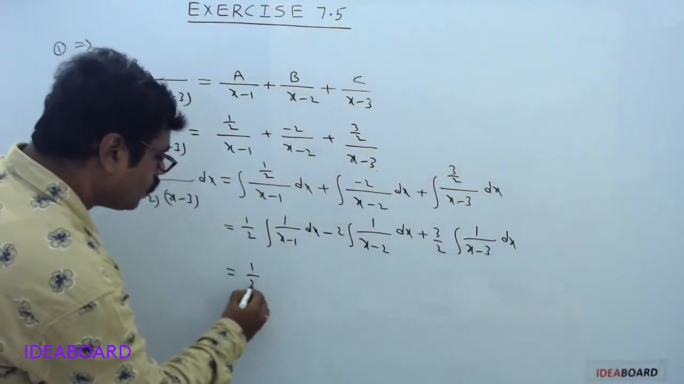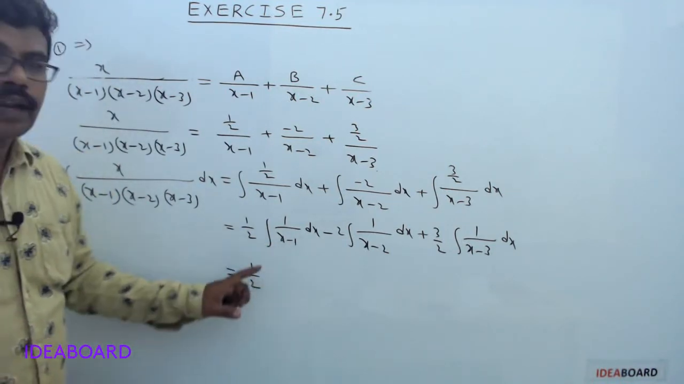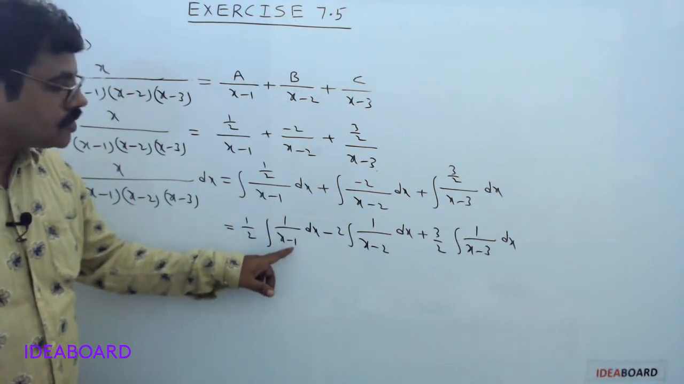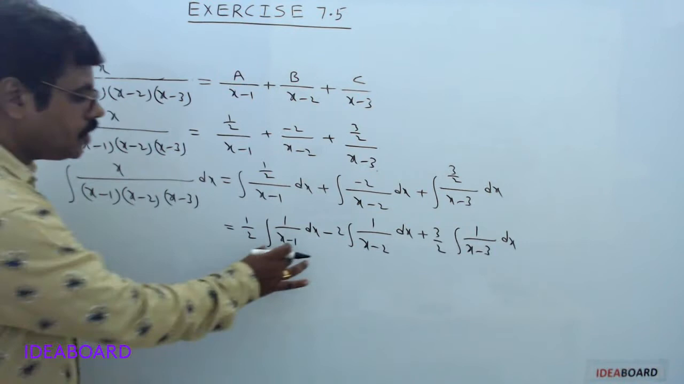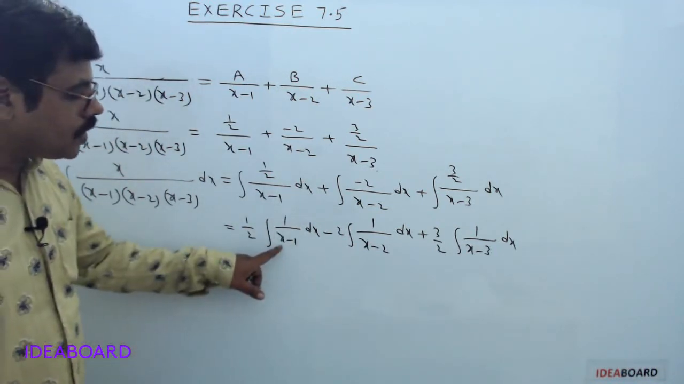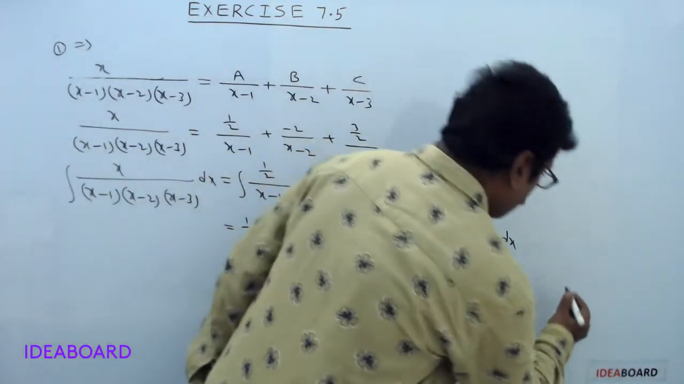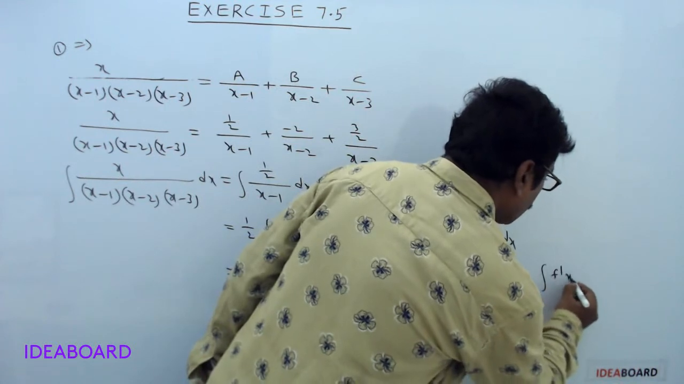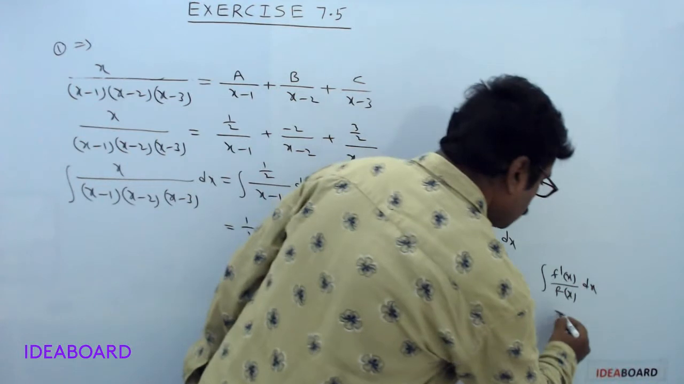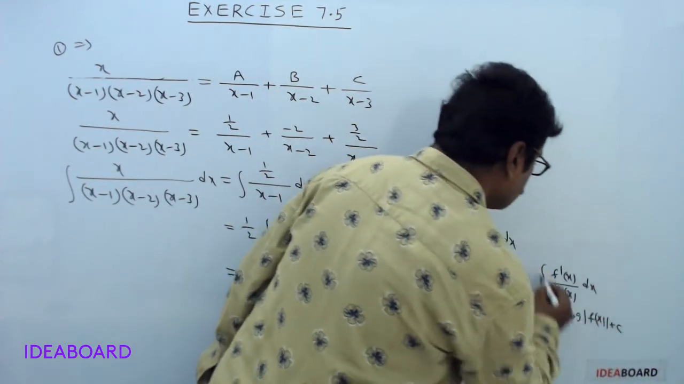Now this is equal to 1 by 2 into, what is the derivative of x minus 1? Derivative of x is 1, minus 1 is a constant term, its derivative is 0. So the derivative of x minus 1 is 1. It means the derivative of the denominator is in its numerator. So this term is of the form integral f dash of x divided by f of x dx. What is its formula? Log mod f of x plus c.